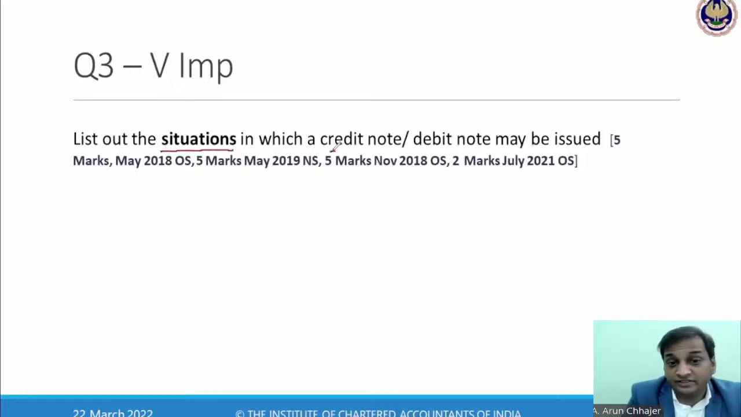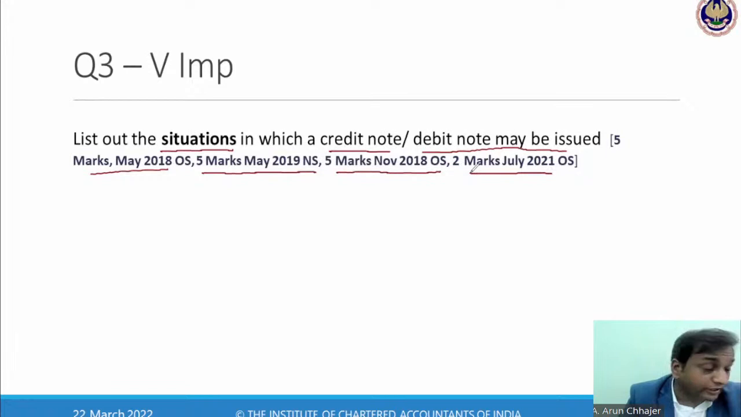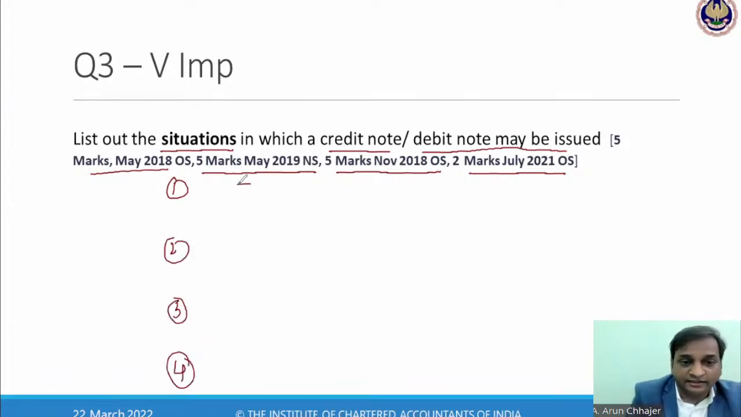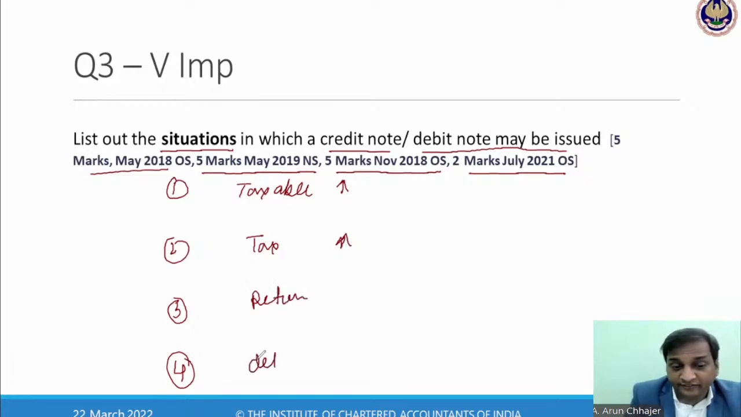List down the situations in which the credit note and debit note can be issued. It has been asked multiple times: 5 marks May 2018 old syllabus, 5 marks May 2019 new syllabus, 5 marks November 2018 old syllabus, 2 marks July 21 old syllabus. A credit note can be issued in 4 circumstances: taxable value is charged extra, tax is charged extra, goods have been returned, or goods are found to be deficient.